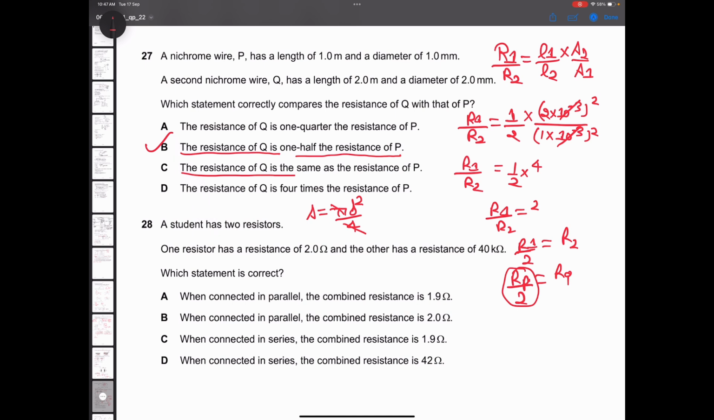Alright, and in case you do not understand why I did not use pi and 4, it's because it's a ratio and it gets cancelled out. Pi and 4 are the same. Also the 10 to the power minus 3 square will be the same for both, right? Both are in millimeters, you are converting to meters, so ultimately it will cancel out. That is why I directly cut it. Next question.